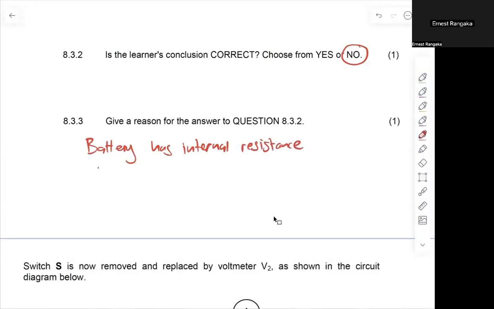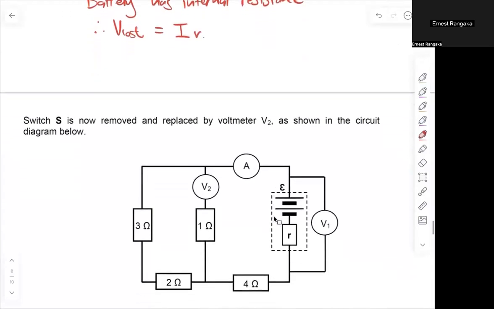Resistance, right? Which means we're going to end up with V lost at some point, because remember, V lost is I times small letter r. But because the battery has internal resistance, the EMF is not equal to that voltmeter reading. Okay, well done to you guys there for catching that one.